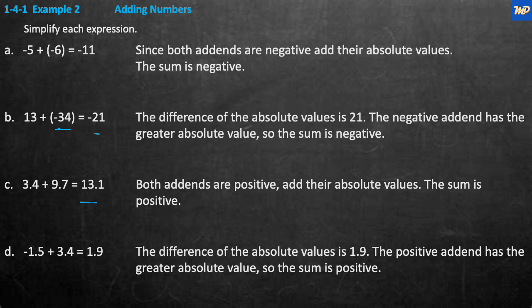And then D, negative 1.5 plus 3.4. They're different signs, so we're going to subtract the absolute values. 3.4 minus 1.5 is 1.9. And is it positive or negative? It's positive because the addend with the larger absolute value has a positive sign. The difference of the absolute values is 1.9. The positive addend has the greater absolute value, so the sum is positive.